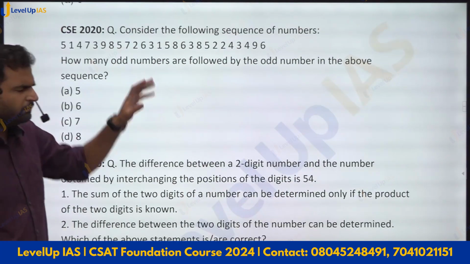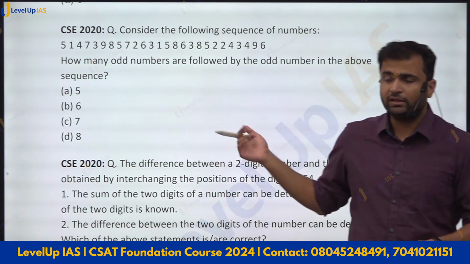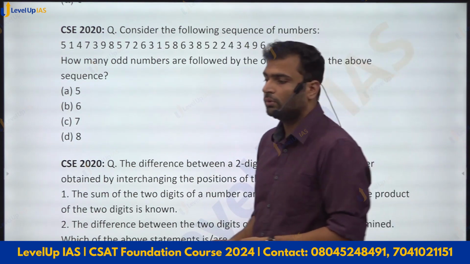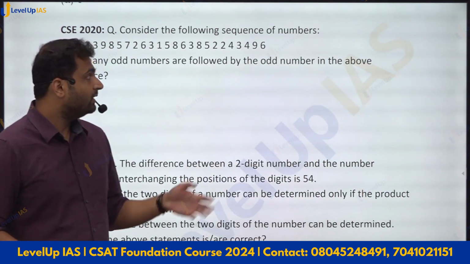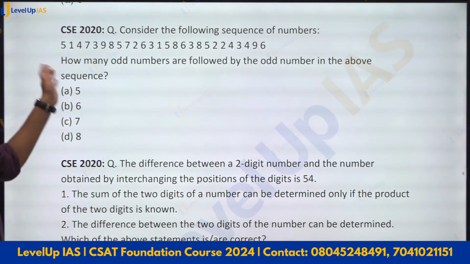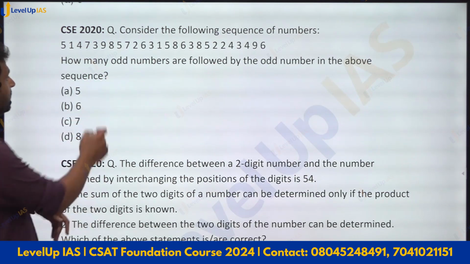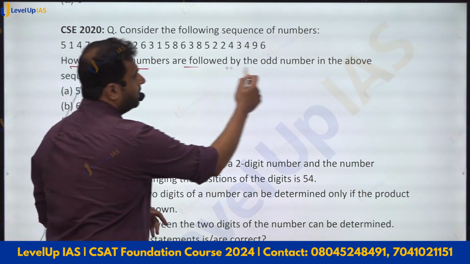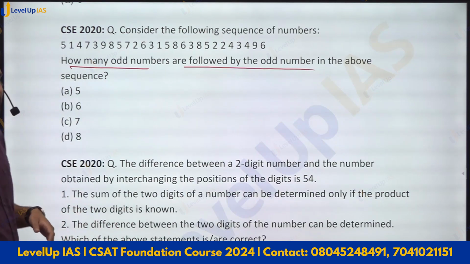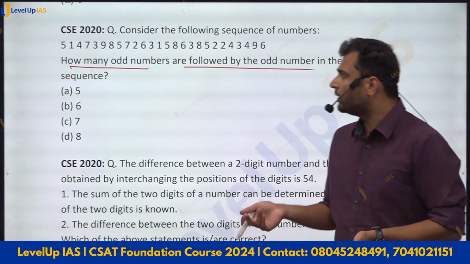Now this is again a very simple question that I think a 2nd or 3rd standard student can also solve. All you need to know is what is an even number and what is an odd number. We are given this sequence and we have to say how many odd numbers are followed by an odd number in the above sequence. Now there cannot be a simpler question than this. We just have to look for odd numbers.